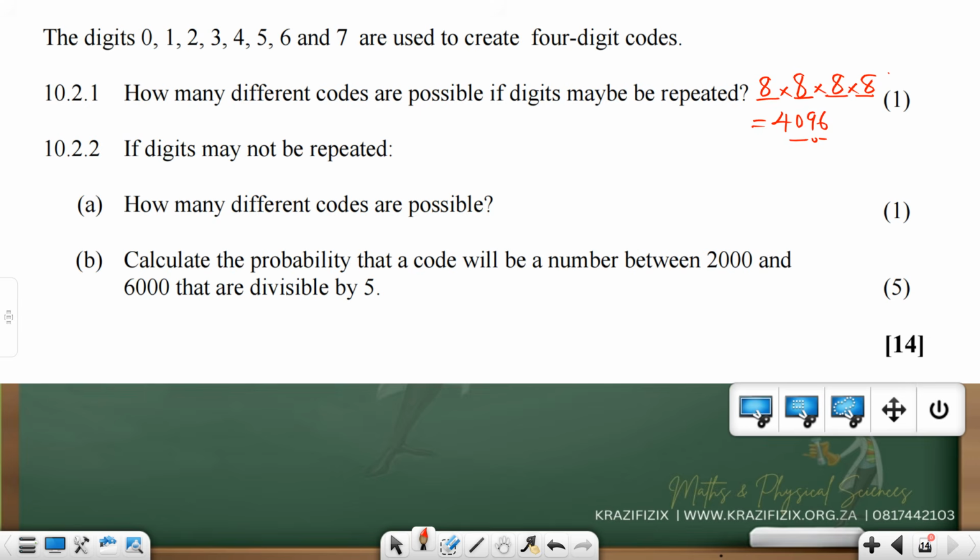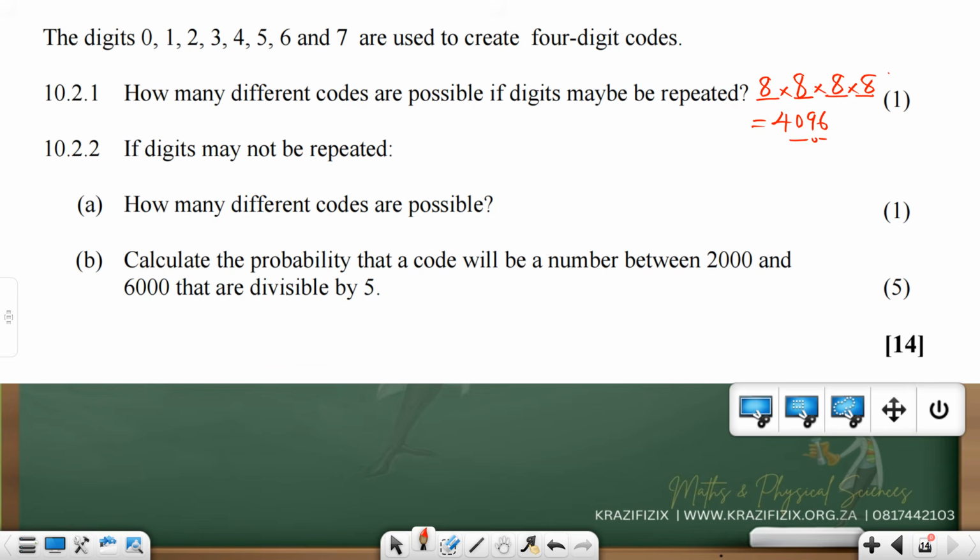Okay, let's go through a second one. If digits may not be repeated, how many different codes are possible? Try that quickly. You have 30 seconds or 1 minute. If digits may not be repeated, how many? 40,300. How can it be 40,000? Oh, wait, no. Oh, but it's a 4-digit code.